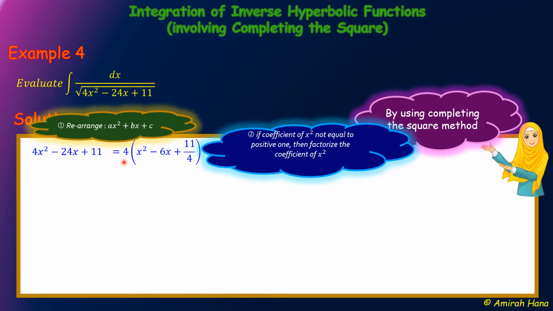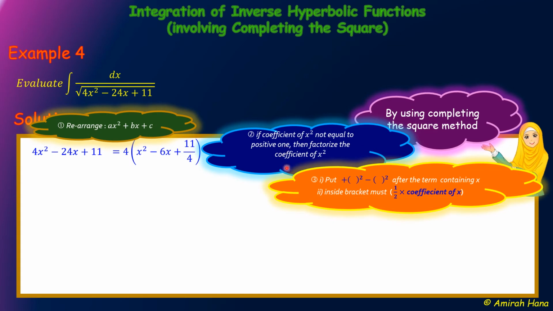Because when we expand, we multiply 4 times x squared, we get back 4x squared. We multiply 4 times negative 6x, we get back negative 24x. And when we multiply 4 times positive 11 over 4, we can simplify 4 here, so we get back positive 11. So we get back the original expression from the square root symbol in this question. Now the coefficient of x squared in the bracket is positive 1.